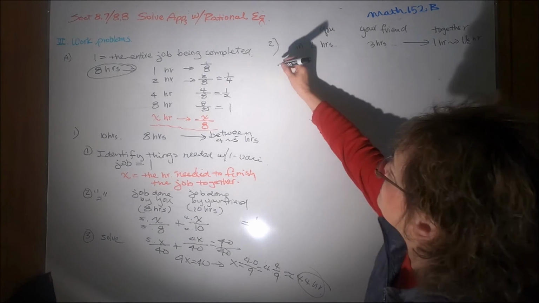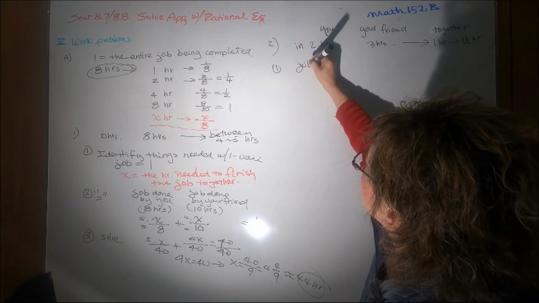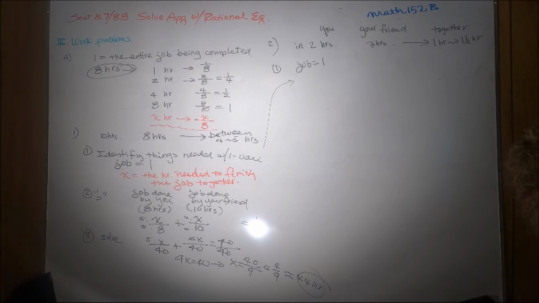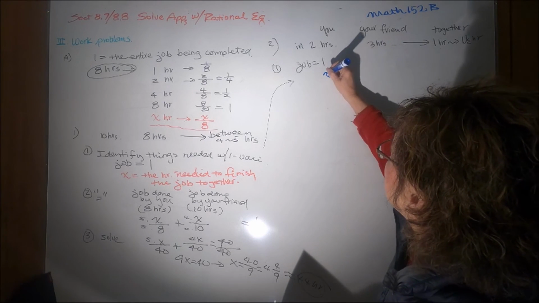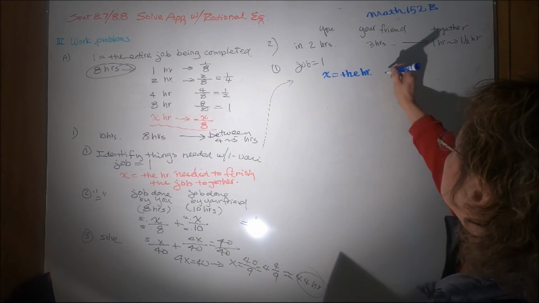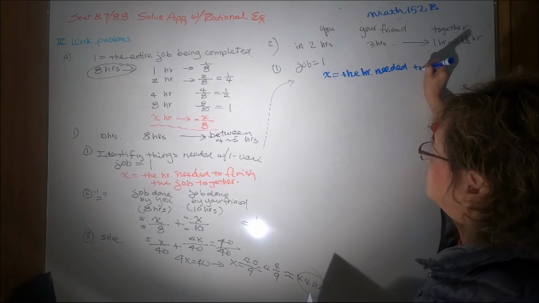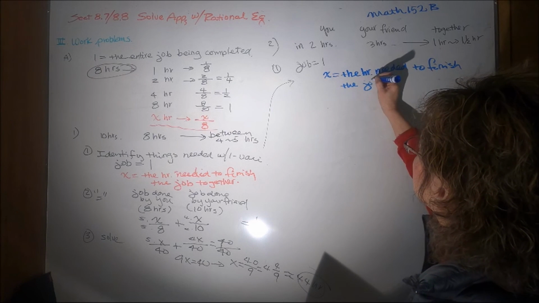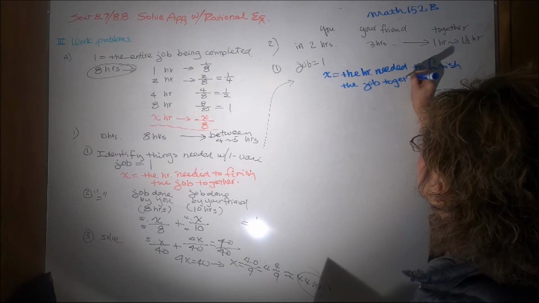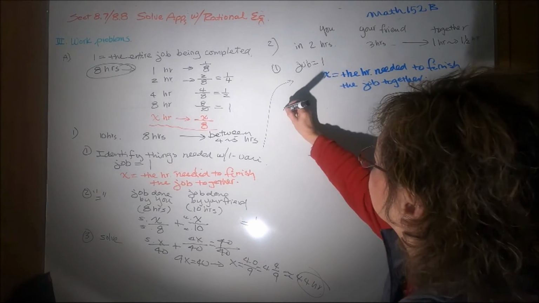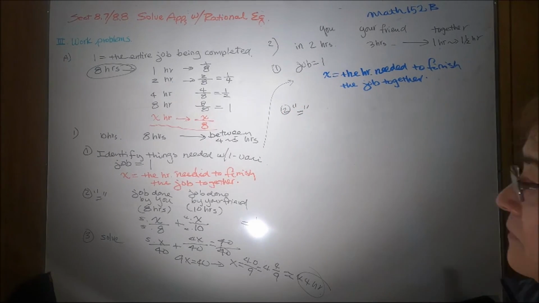So first we do the same thing. The job is 1, right? Then you identify what you need with one variable, right? So you will do what? You will say it takes x hours. So that's the hours needed to finish the job together, right? The next thing would be what? You write your equation.